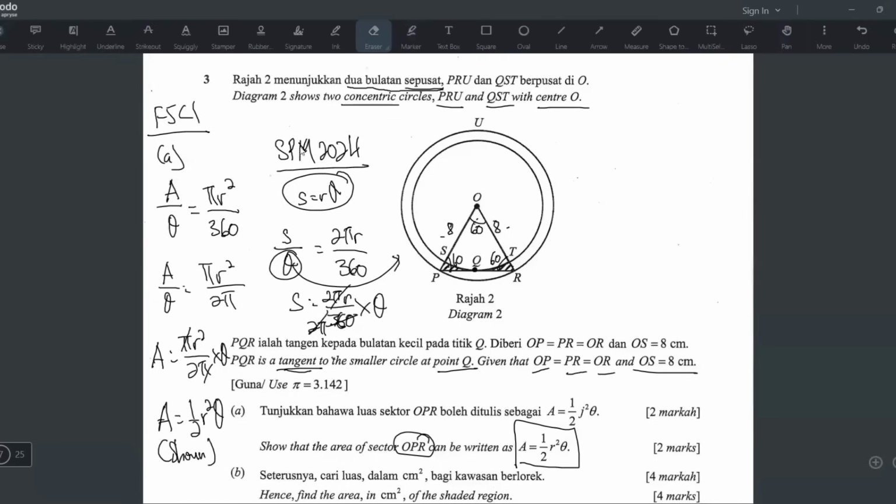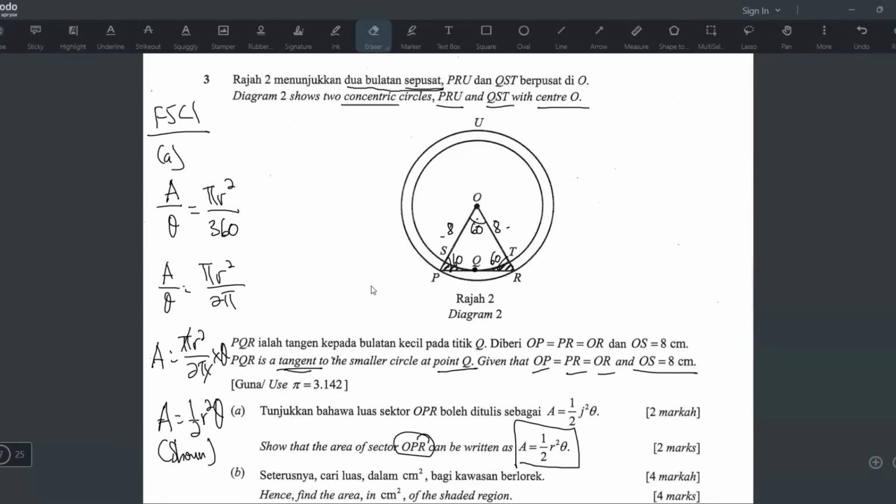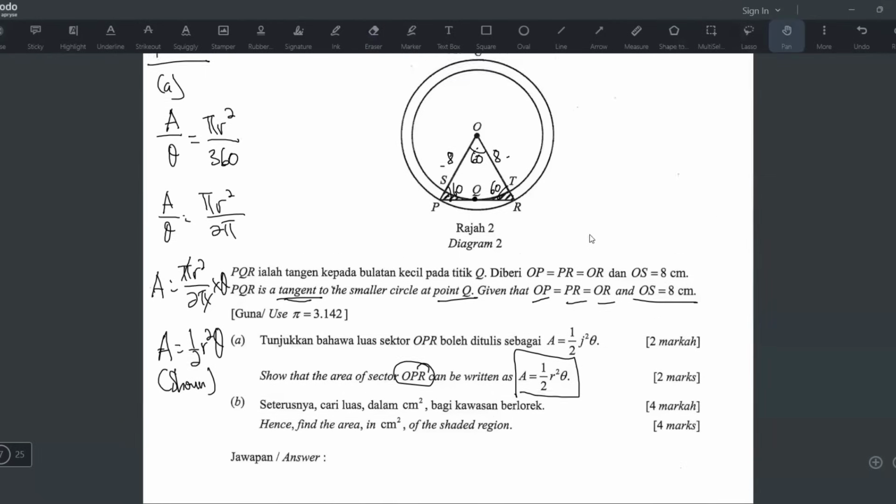Of course, this one I will erase because this is not what they asked for. This one I just want to tell you the similarity, because it came out in the SPM 2024. So I thought it would be good for me to mention it. So I just mentioned it to you. All right, that's all. Now we can do B.